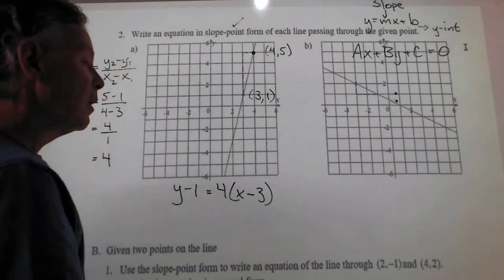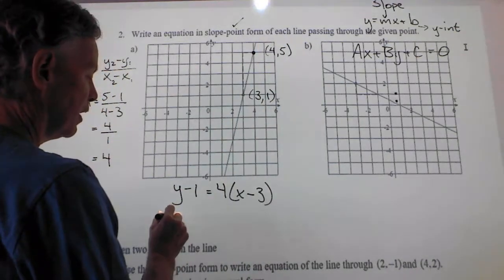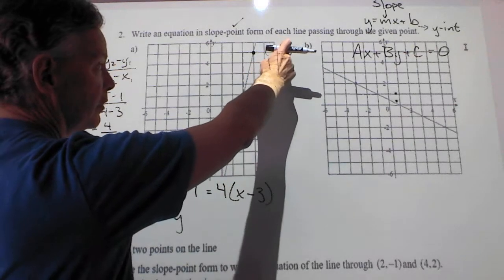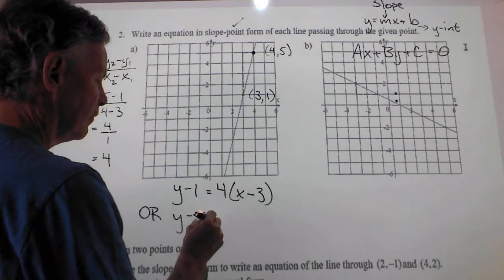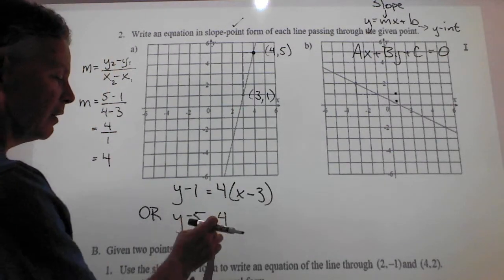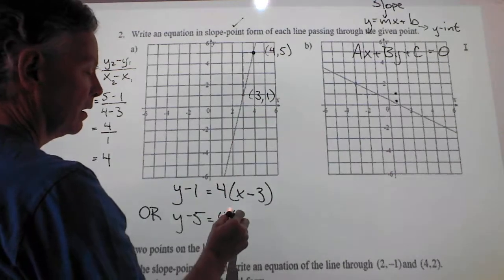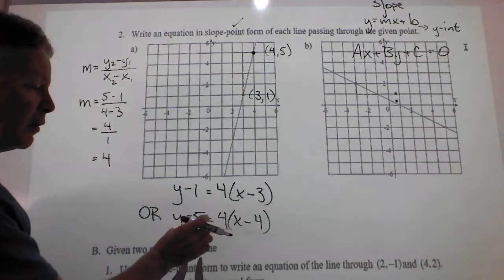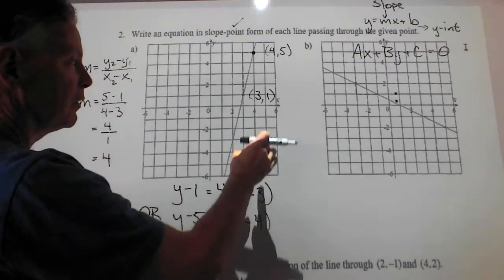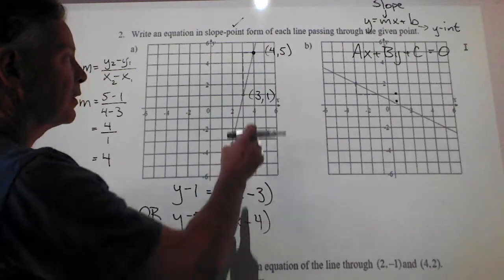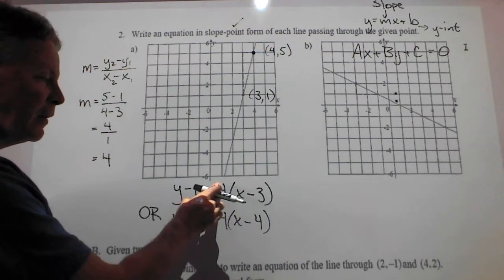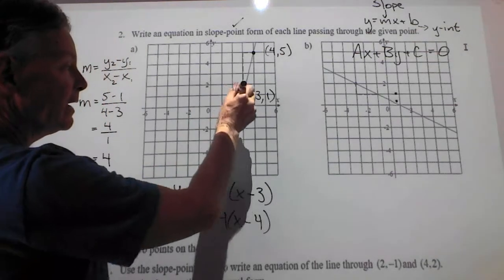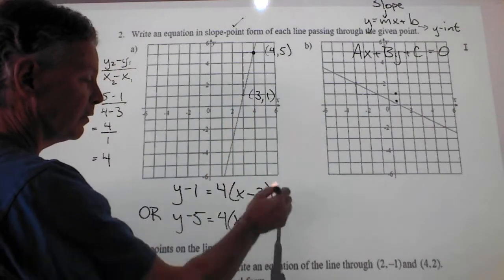However, we could also use this point, and it would become y minus our y1, 5, equals our slope. That's going to stay the same. And x minus our x1 value, 4. So you can see that in this case we're using the point 3,1. In this case we're using the point 4,5. The slope stays the same. Either of these is correct. You could use any point on this line to plug into your slope-point formula.